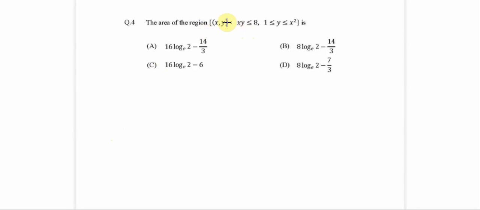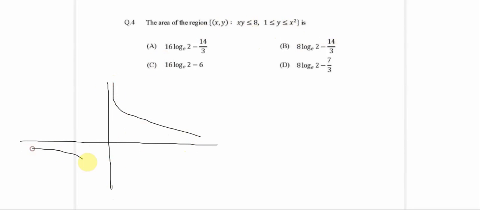Okay, area of the region (x, y): xy less than or equal to 8, 1 less than or equal to y less than or equal to x squared. So this is what xy less than or equal to 8 looks like. A slightly different version of y equal to 1 by x is y equal to 8 by x, just varying by a scaling factor.